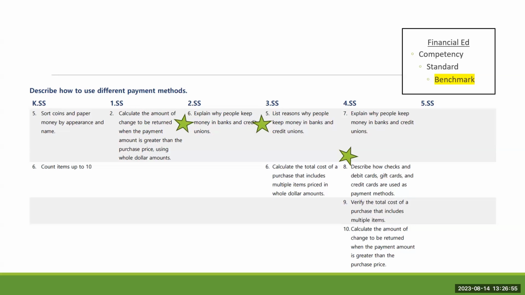Everything from sorting coins and money to explaining why people keep money in banks and credit unions. I love that. That's also some risk management too. That idea of risk management is, what's riskier? Is it riskier to keep our money in a piggy bank or under our bed, or is it riskier to keep it in a bank? For some of our communities that are historically underbanked or unbanked, this can be a first step in developing some trust with financial institutions as well.